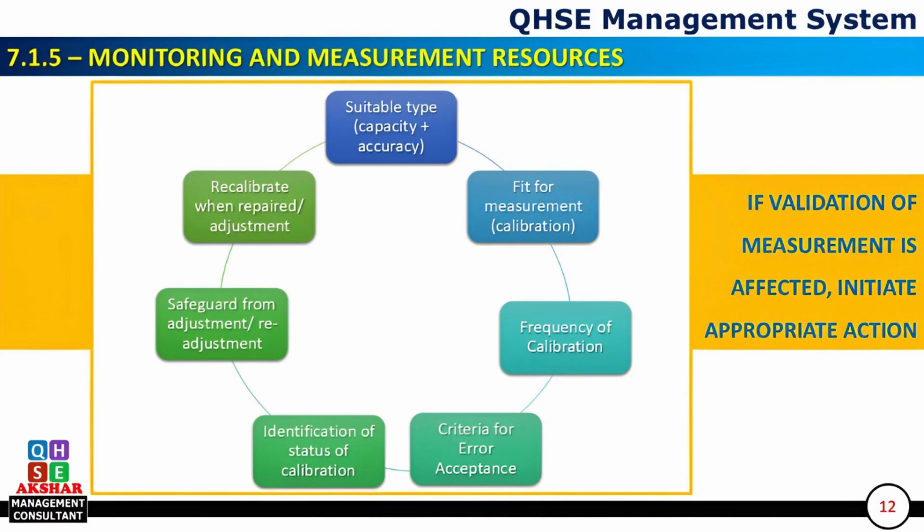The next requirement is safeguard from adjustment. There are adjustment buttons or reset options available with monitoring and measuring resources. If this button is executed or operated by mistake, there is a high chance of loss of calibration status. Hence, it is important to ensure the safety of such an adjustment button or reset option.